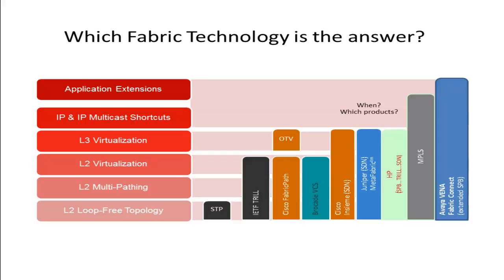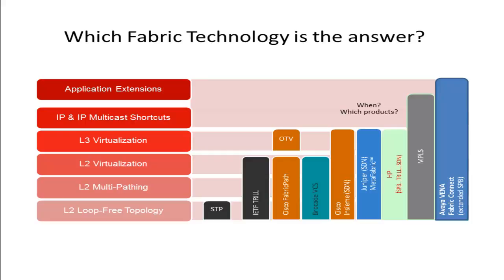Avaya has also done significant research and development around SPB to enhance the protocol to support L3 virtualization, as well as true IPVPN methods for end-to-end multi-tenant environments. Additionally, we have added native IP multicast capabilities to allow for the end-to-end delivery of true IP multicast within a multi-tenant network without the need for MPLS or VRF Lite.